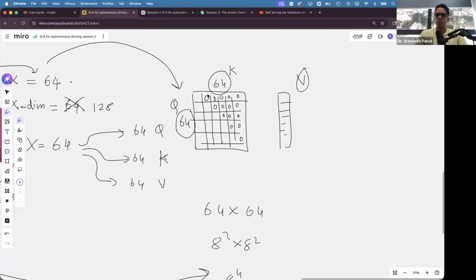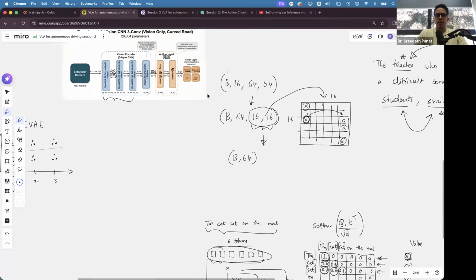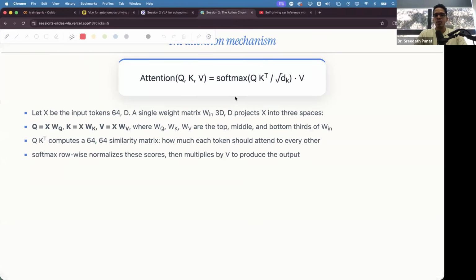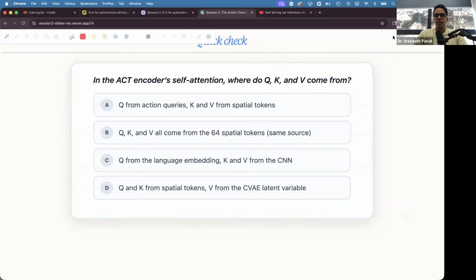Okay, so just pay attention to that also. So now coming back to what we are going to do. Just understand this much. Image tokens are now converted into context vectors. And for context vectors, we will apply self-attention. And in application of the self-attention, we will not be applying masking. It's not needed, unlike language. Okay, just a quick question. In ACT we are yet to discuss, but we'll come to that. In ACT's encoder self-attention, where do QKV come from?